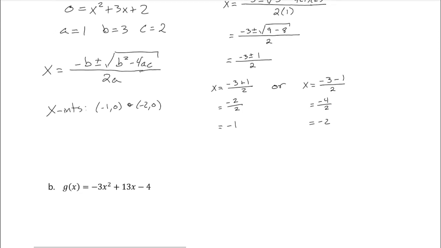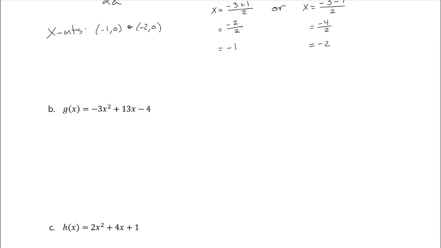All right, on to the next one. We have g of x equals negative 3x squared plus 13x minus 4. We'll set this to 0 to find our x-intercepts. 0 equals negative 3x squared plus 13x minus 4. A equals negative 3, b equals 13, c equals negative 4. So the quadratic formula is x equals negative b plus or minus the square root of b squared minus 4ac, close the square root, all over 2a.